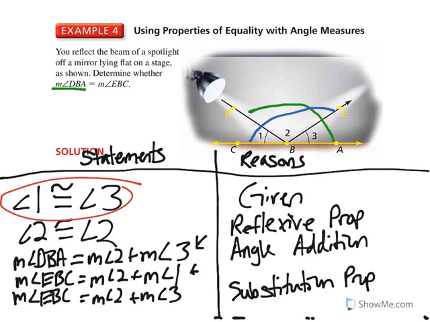And then the last thing I'm going to do is look at if something is equal to the same thing. Here we have measure of angle 2 plus measure of angle 3. Here we have measure of angle 2 plus measure of angle 3. If they are both equal to the same thing, then I can set them equal to each other. It's kind of like substituting. So here I'm going to write out that the measure of DBA is equal to the measure of EBC, and I will rewrite this up here at the top. Okay, and this will be the transitive property.